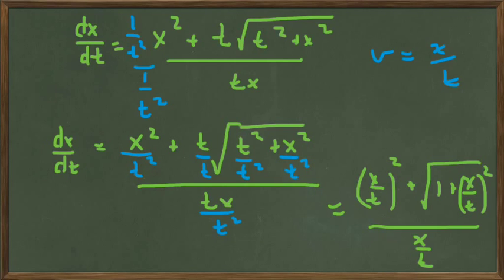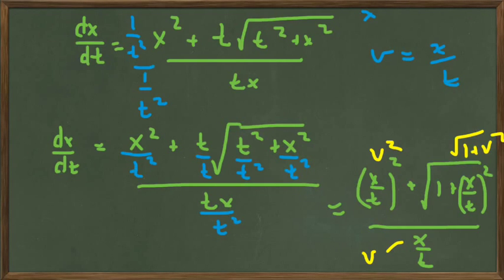So let's make note of what everything is on the right-hand side in terms of v. The x over t quantity squared is v squared. The denominator is v, and underneath the radical is 1 plus v squared. And so let's set up our differential equation.